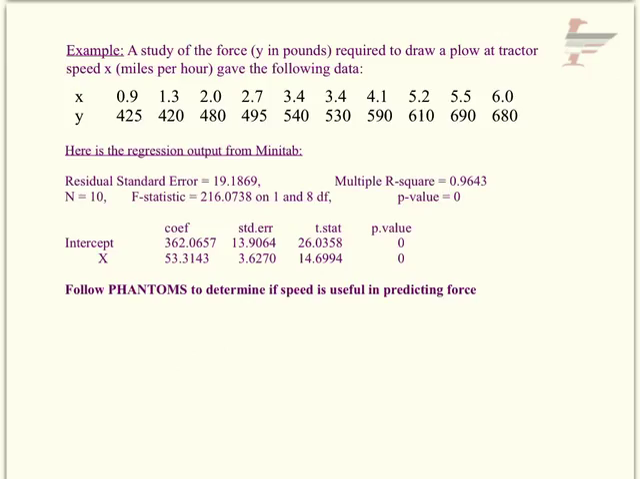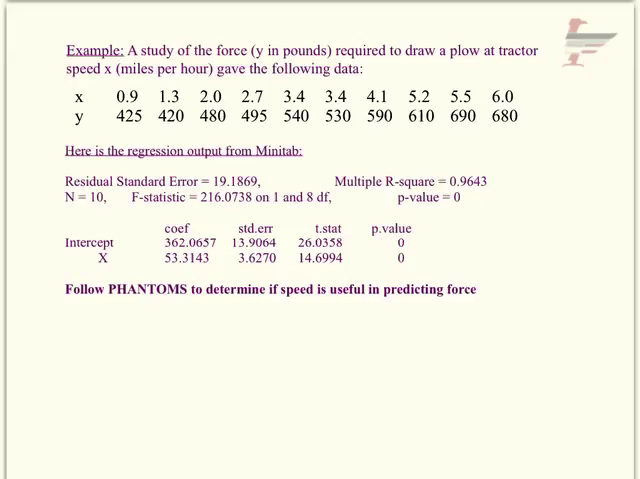So let's try to put this together. This example problem says, a study of the force in pounds required to draw a plow at tractor speed x in miles per hour gave the following data. Okay, so you can see that. Pause the video, take a second, and put that data into your calculator. So maybe the speed in list 1 and the force in list 2.